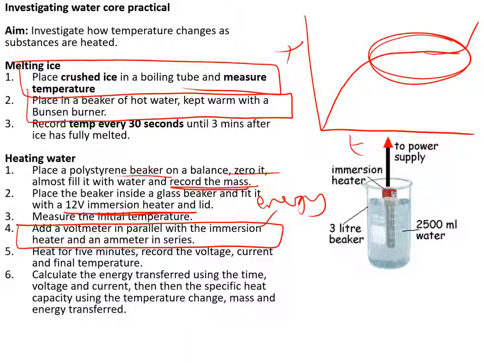We heated it for 5 minutes, recorded the voltage and current and the final temperature, and we could use that to work out the amount of energy that had flowed, and we could work out the temperature rise, and we could use all that to calculate the specific heat capacity of the water.